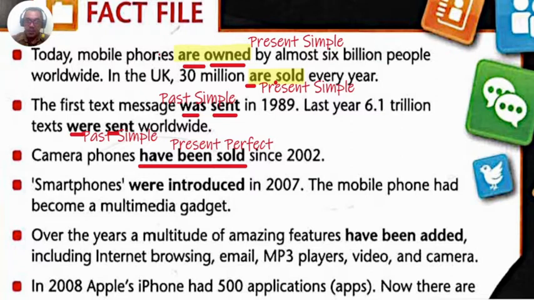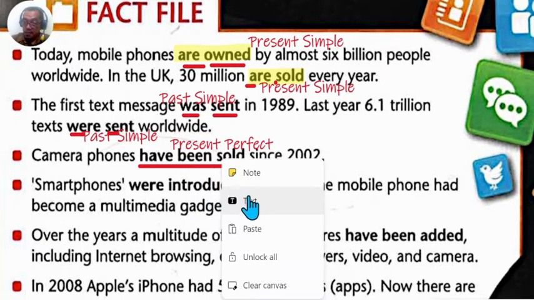Next sentence. Smartphones were introduced in 2007. The mobile phone had become a multimedia gadget. What do you think? What passive voice is this? Well, this is the past simple, or the simple past passive voice.